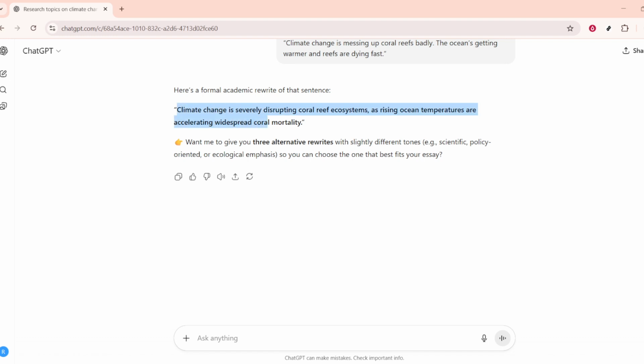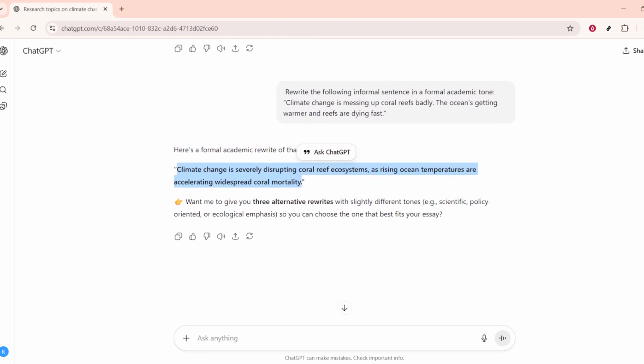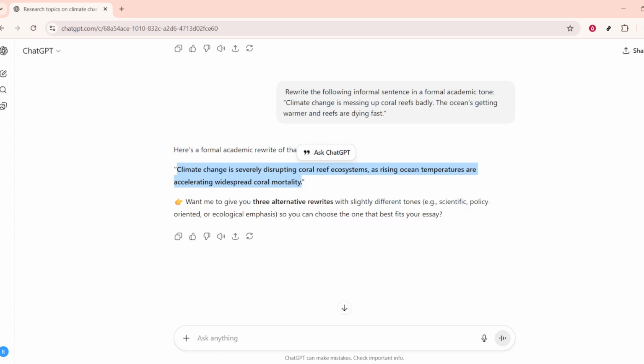Finally, polishing your essay to reflect clarity and professionalism is the finishing touch. For instance, to improve the academic tone of a sentence like, "Climate change is messing up coral reefs badly, the ocean's getting warmer, and reefs are dying fast," refine it to a formal tone. The adverse effects of climate change on coral reefs are profound, as elevated ocean temperatures significantly increase coral mortality rates. Through this process, your research paper will not only be thorough but also articulate, ready for academic scrutiny.